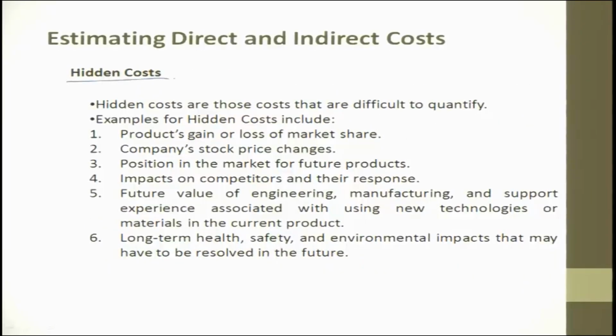What are the other hidden costs? Hidden costs are those costs that are difficult to quantify. Examples of hidden cost are products gaining or losing market share, company stock price changes, position in the market for a futuristic product, positioning the product in the futuristic market, impact of competitors, future value of engineering, manufacturing and support experience associated with using new technologies and materials, and long term health, safety and environmental impact. These are some of the hidden costs involved in costing.